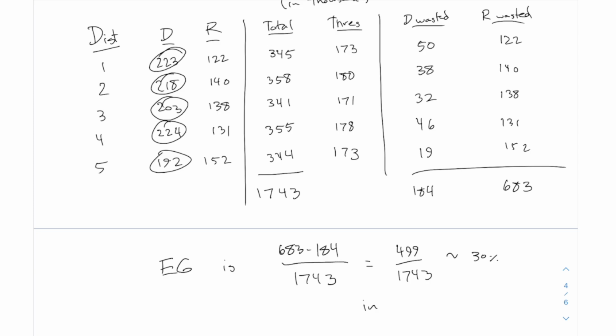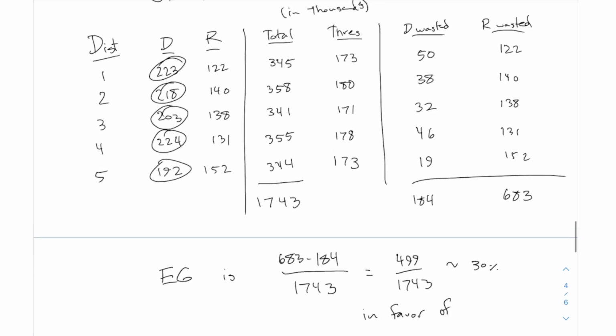Anyway, you should say in favor of, who's benefiting here? The D's or the R's? Somebody shout it out. D's. The D's, yeah, because the R's have more wasted, right? The D's have less wasted. So this is in favor of the D's. All right. See you next time.